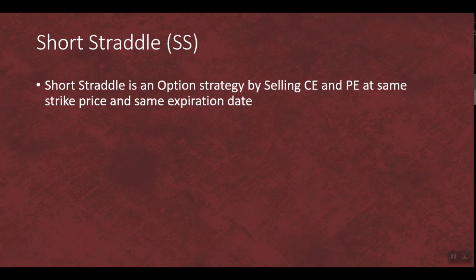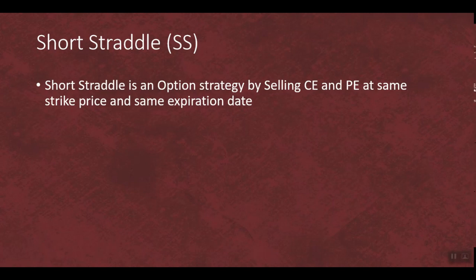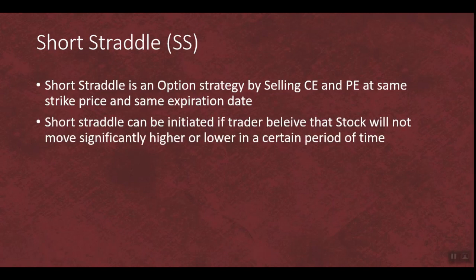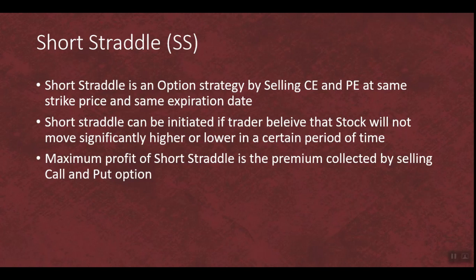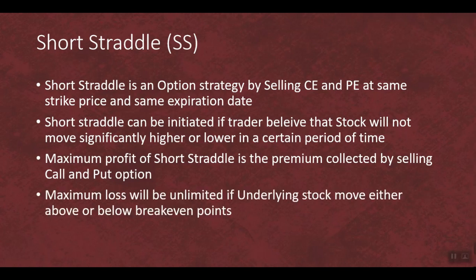Let's enter into one short straddle. For those who have no idea what a short straddle is, it is an option strategy of selling the call and put at the same time, with the same strike price and the same expiry date. The preferable short straddle is initiated using an at the money call option and put option. A short straddle can be initiated if the trader believes that the stock will not move significantly higher or lower in a certain period of time. The maximum profit of a short straddle is the premium collected by selling the call and put options, and the maximum loss will be unlimited if the underlying stock moves either above or below our break-even points.